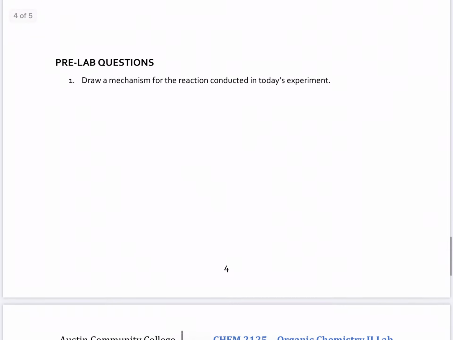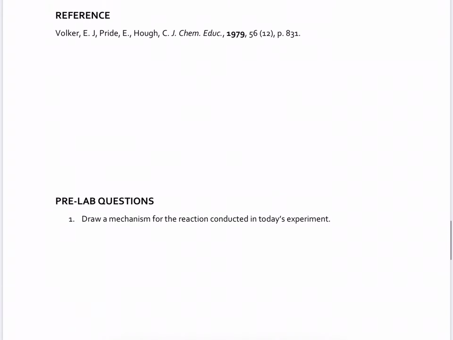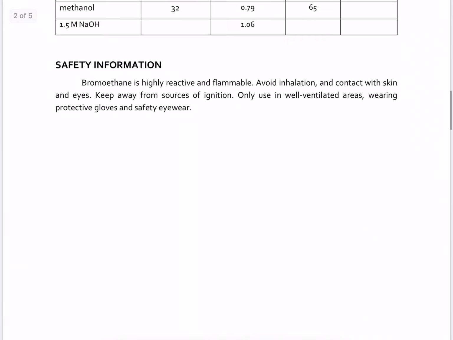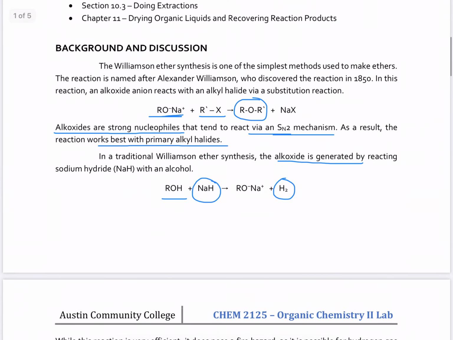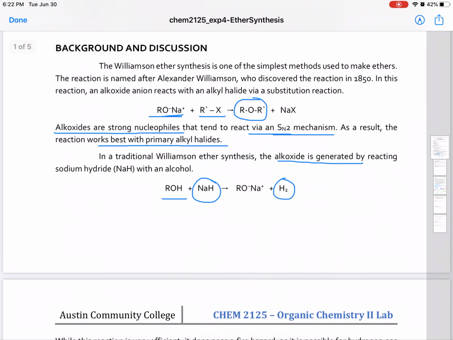And the pre-lab question: draw a mechanism for the reaction conducted in today's experiment. When it says today's experiment, you have to write down the proper reactants and the reagents that we used. This is the generic equation that is given to us: alcohol reacting with sodium hydride, giving you sodium methoxide and hydrogen gas. That is the formation of the alkoxide ion.